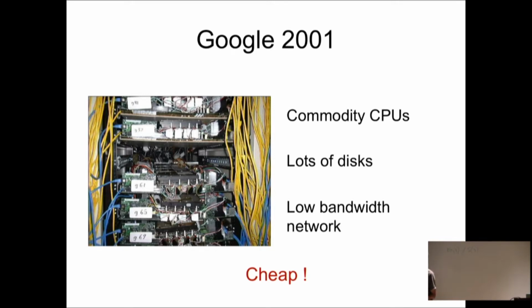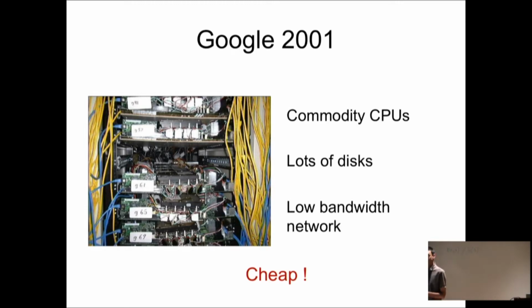But there were some significant characteristics about this cluster. So the first thing was, they were just getting out of graduate school and starting a new company. So what they did was they just went to the nearby store, let's say Fry's or something, and bought a bunch of PCs and connected them together. So these ended up being commodity machines that anybody could buy off the shelf, right?